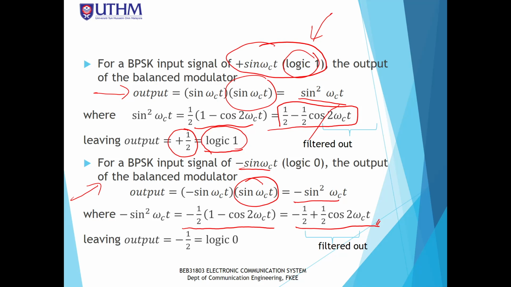Kemudian masuk ke dalam low pass filter. So, low pass filter will remove the high frequency signal. So, jadilah dia negative 1/2. Okay, so negative 1/2 pada output adalah merujuk kepada logik kosong, kerana dia ada simbol negatif di sini.